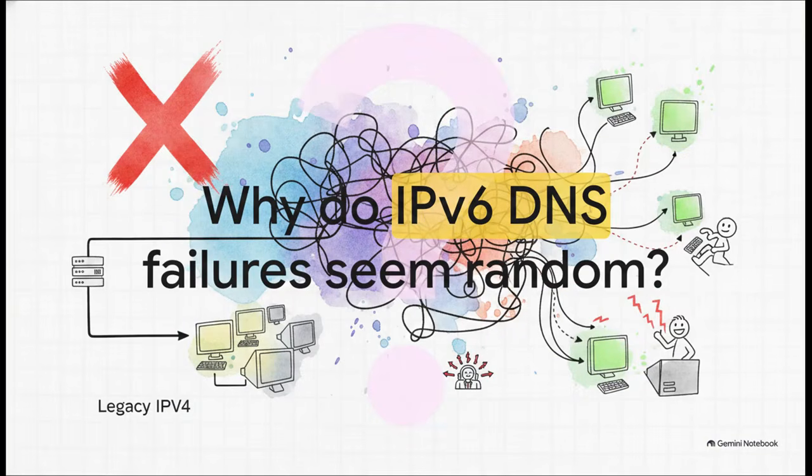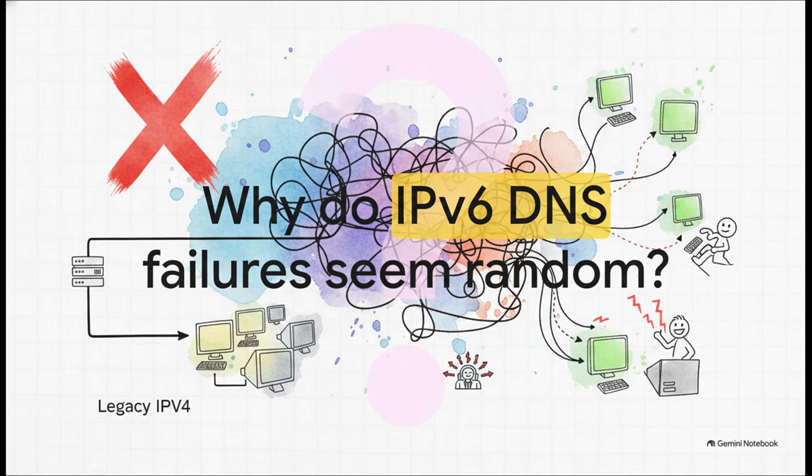So, let's start with the central mystery of Chapter 7. Why do IPv6 DNS failures seem so completely random? You know, in a legacy IPv4 network, you build up this muscle memory, right? When DNS breaks, it usually goes down in a blaze of glory. Nobody can reach the internet, or the internet is completely unreachable for everyone.